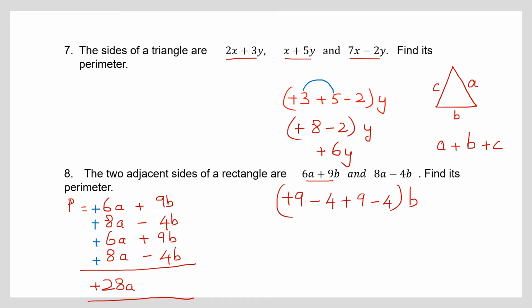So now let me add up the numbers which have the same sign. So plus 9 and plus 9 will give me plus 18. Again I have numbers with the same sign, minus 4 and minus 4. So when signs are the same, put the same sign and add. 4 plus 4 is 8. So now I have plus 18 minus 8. When signs are different, put the sign of the bigger number and subtract. 18 minus 8 is 10, 10b. So let me write the answer. Plus 10b.